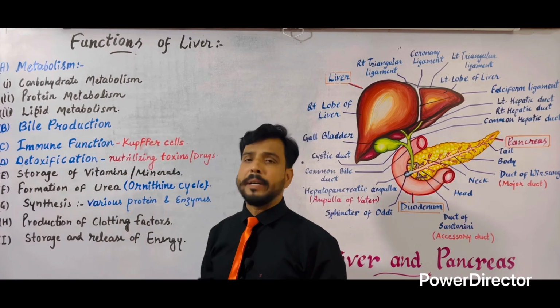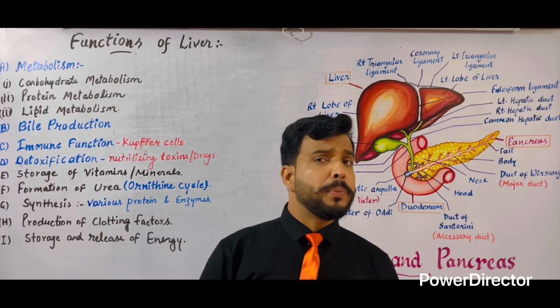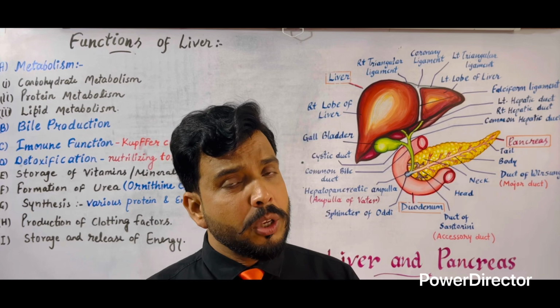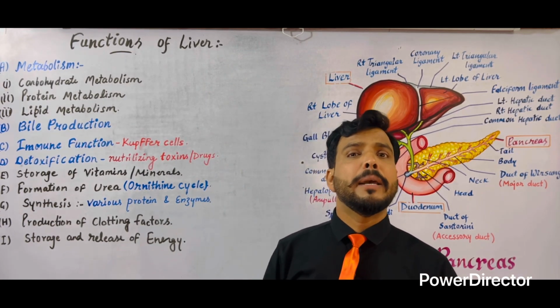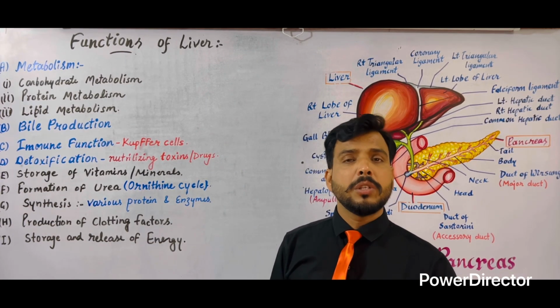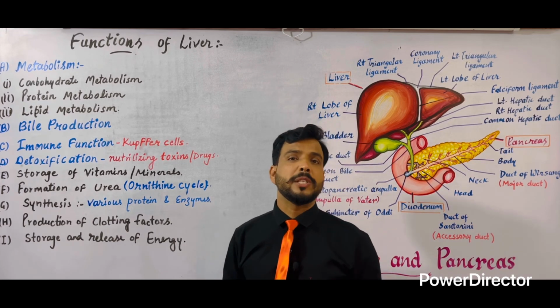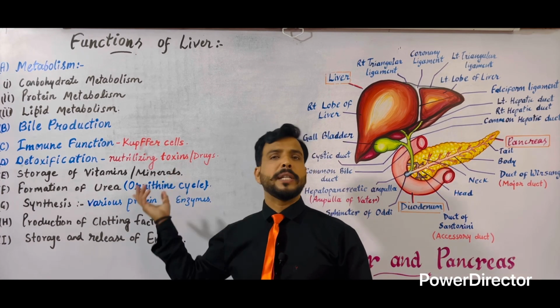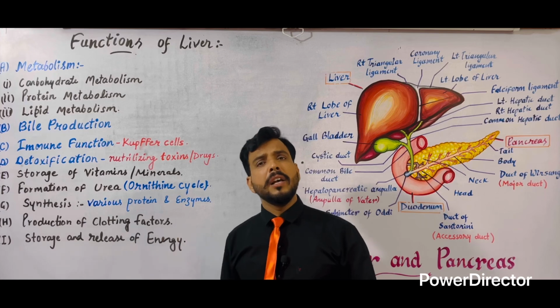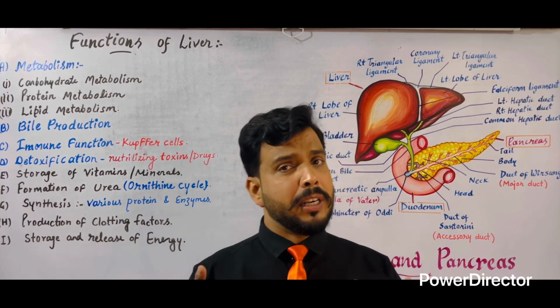Next one is protein metabolism. Different kinds of proteins are produced or broken down inside the liver. So the liver also performs all the chemical reactions related to protein, and protein metabolism also takes place inside the liver. Next one is fat metabolism. Fat, or you can say lipid metabolism, also takes place in our liver.